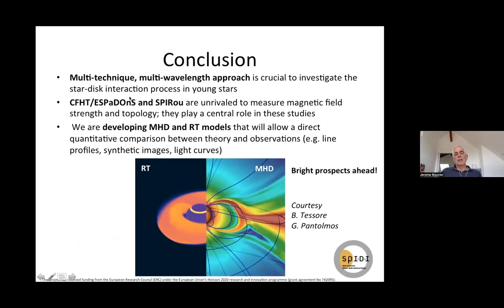So to conclude, just to say that we need this multi-technique, multi-wavelength approach, and that CFHT, ESPaDOnS, and SPIRou, of course, are the only instruments that are so good at providing us with the magnetic topology and strength. And this is the crucial parameter in the magnetospheric accretion process, obviously, the magnetic field. And we are now developing the models that will allow us to quantitatively compare the observations with the model predictions.